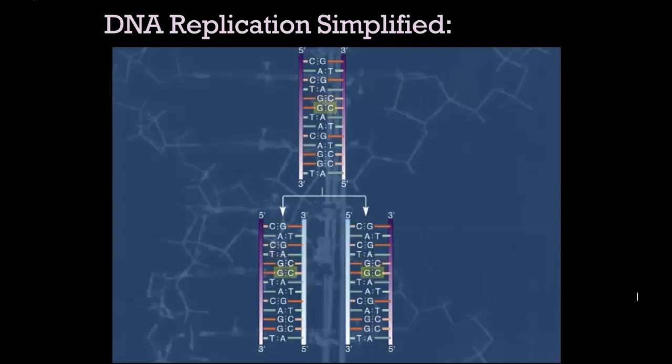Each copy contains one newly synthesized strand and one original strand. This mechanism is called semiconservative DNA replication because half of the DNA molecule is conserved from the original molecule.